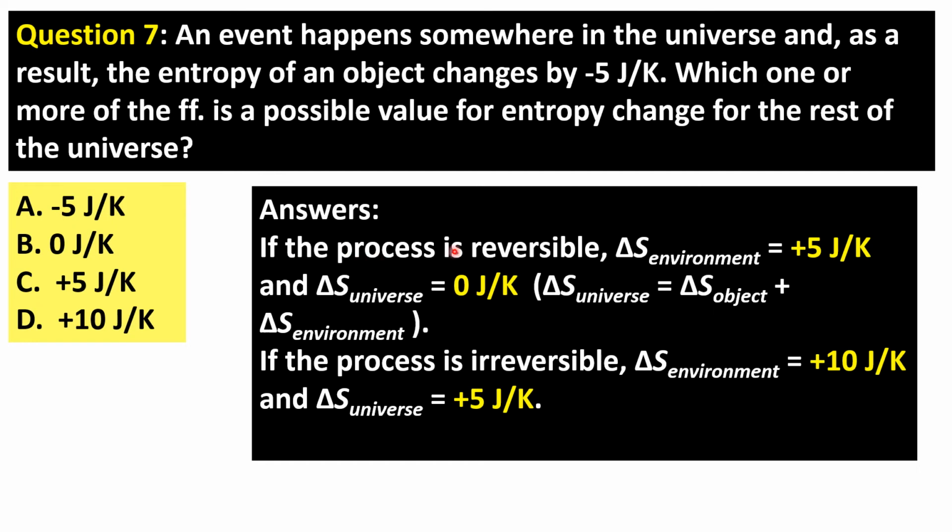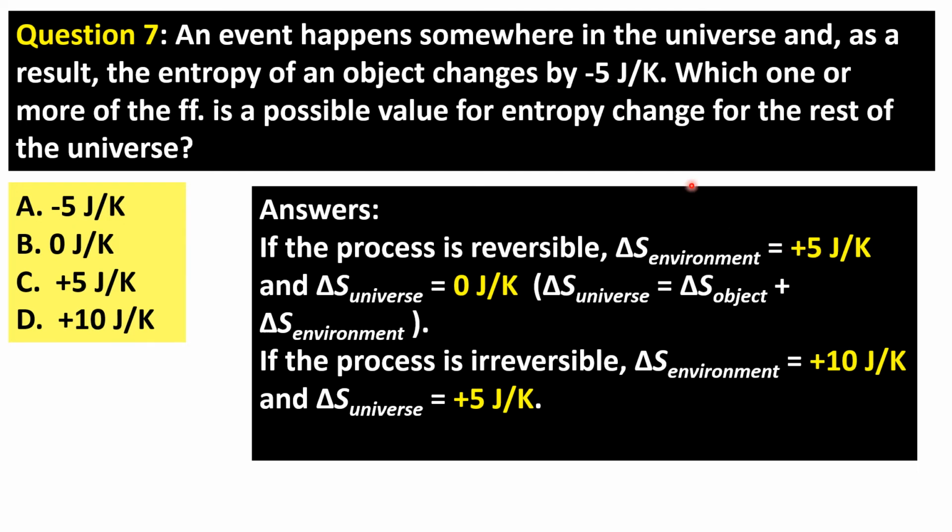If the process is reversible, then the delta S of the environment would be positive 5 joules per Kelvin, inasmuch as the delta S of the system is negative 5 joules per Kelvin. So if the process is reversible, that would mean they will have the same magnitude of delta S.